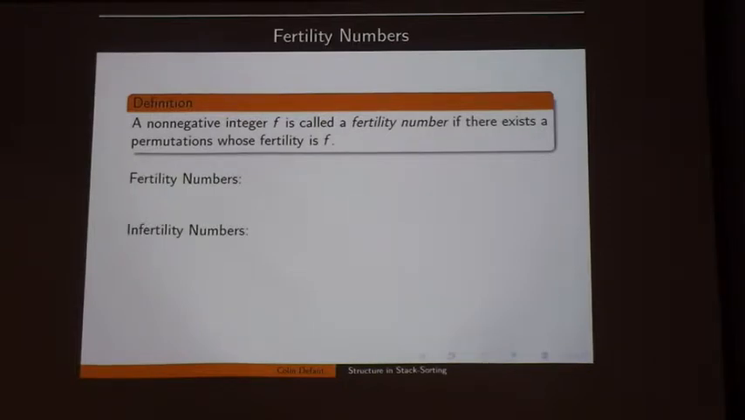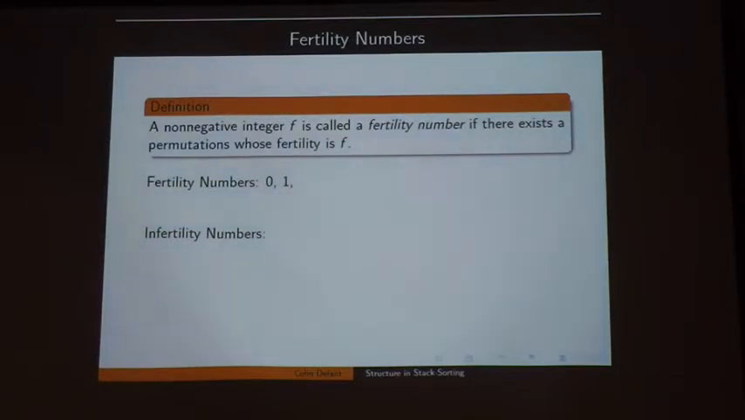What are these numbers? Well, 0 is a fertility number because it's the fertility of the permutation 2, 1. That's an example. 1 is a fertility number because, for example, it's the fertility of the permutation 1. Actually, we've seen that there are a lot of permutations with fertility 1. These are the uniquely sorted permutations. They're counted by LaSalle's sequence, so we know that there are a lot of these. 2 is a fertility number because, for example, it's the fertility of the permutation 1, 2. That's one example. 3, we said, is an infertility number. 4 is a fertility number because it's the fertility of the permutation 2, 1, 3, 4. That's one example. 5 is a fertility number because it's the fertility of the permutation 1, 2, 3.